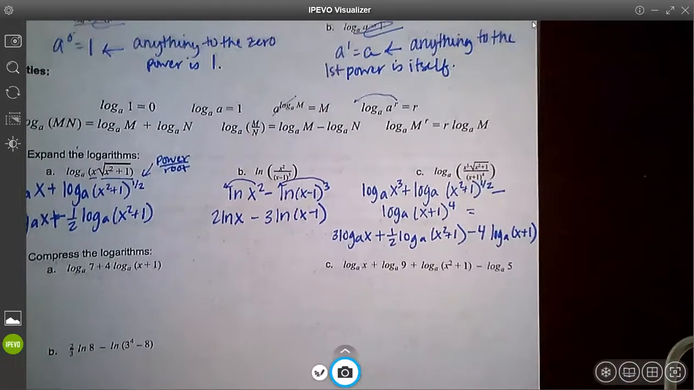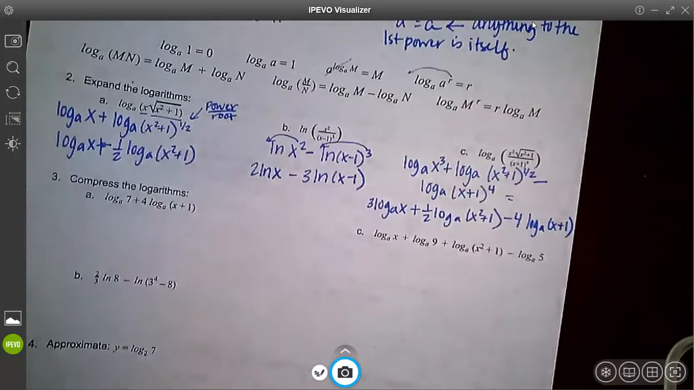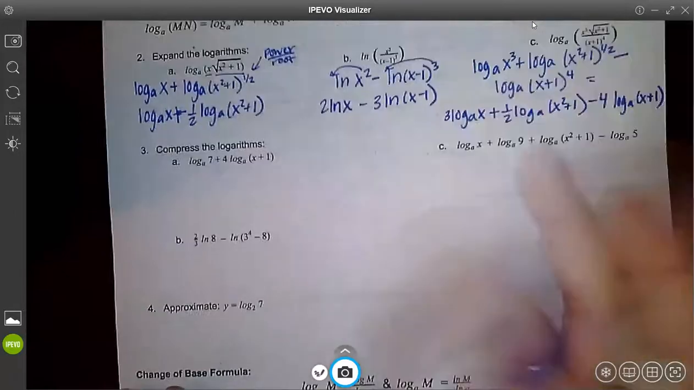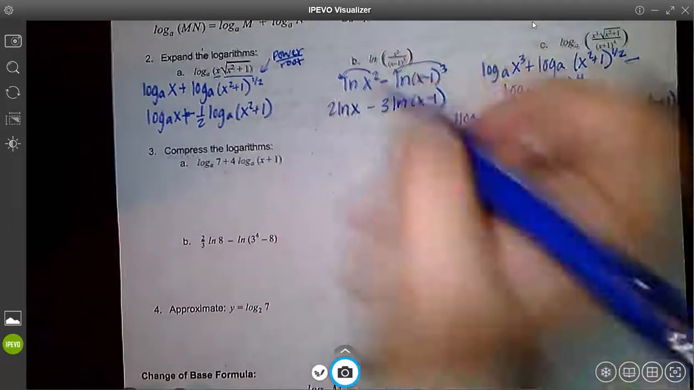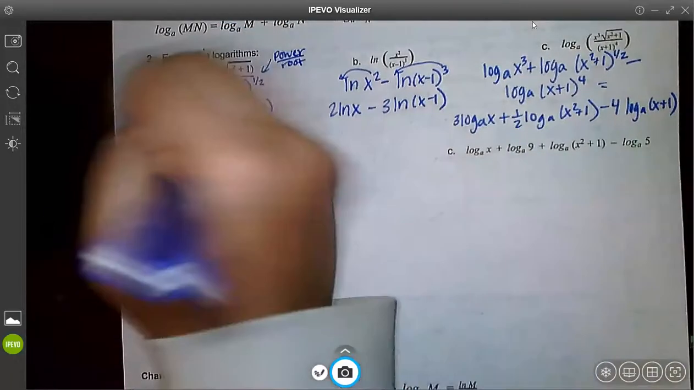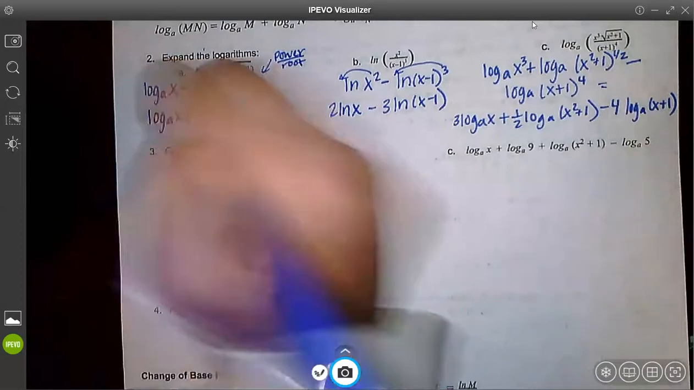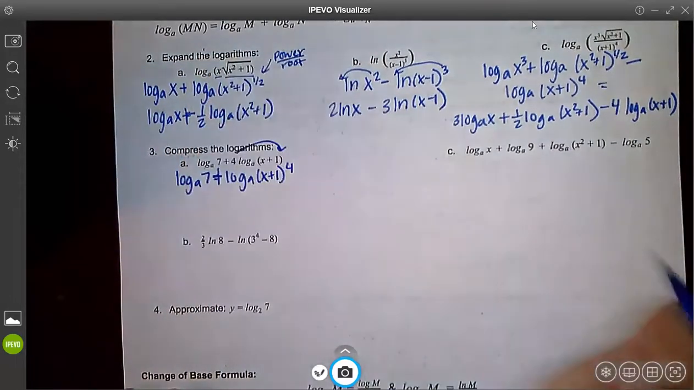9. Compressed logarithms, or condensed logarithms, is essentially the opposite of what we just did. You're making them into one log. The last thing we did was power, so you have to start with that. This 4 is going to come up as an exponent first. Log base a of 7 plus log base a of x plus 1 to the 4th.